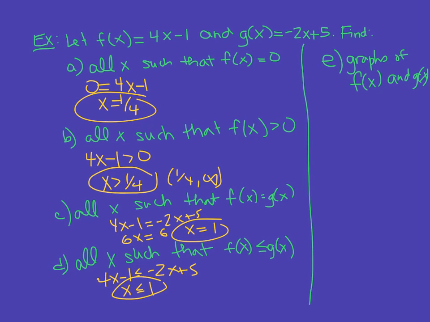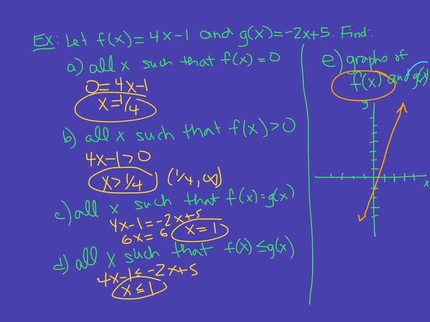So let's go ahead and do that. My first one, I have f of x equals 4x minus 1. We know that the y-intercept is negative 1. We know the slope is 4. We're going to go up 4, right 1. I then am going to draw a line between those 2 points that I just found. You're welcome to plot more points if you want, but you don't have to.